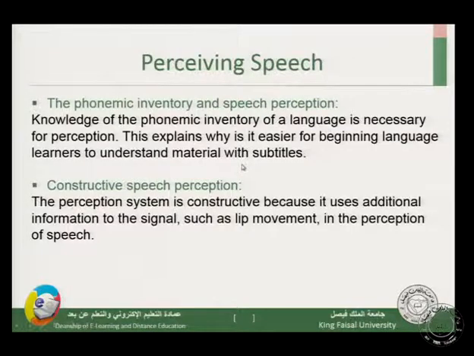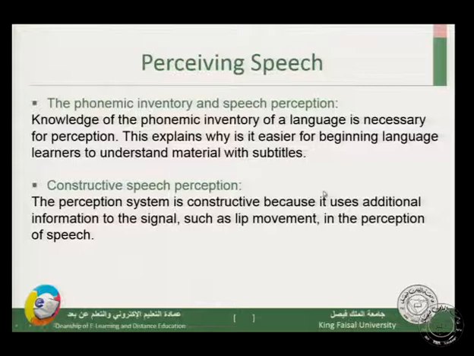Knowledge of the phonemic inventory of a language is necessary for perception. In order to understand the language well, you have to be aware of its phonemic inventory. And this explains why it is easier for beginning language learners to understand material with subtitles. If you are watching a movie in English, which has subtitles in English as well, sometimes you are not able to understand some of the words, but when you read them, you say, yes, I know the meaning of this word, I have taken it before. But as you are listening to it, because you are not fully competent in the phonological system of English, you are not able to tell the meaning of this word. But as you are reading it and listening to it at the same time, it is easier for you to tell the meaning of the word if you have already been exposed to its meaning.